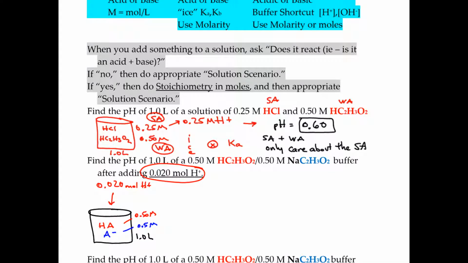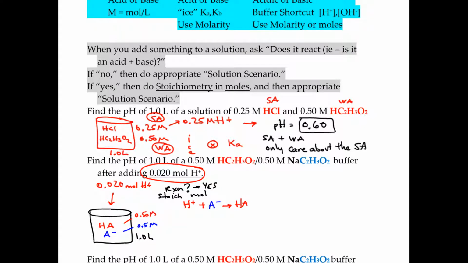So the first question, is there a reaction? The answer is yes, because whenever you have an acid going with a base that are not conjugates, they're going to react. So what's going to happen is the H plus is going to react with the conjugate base, the A minus, and that's going to produce the acetic acid. And what we're going to do here is stoich in moles. You have to do stoich in moles.